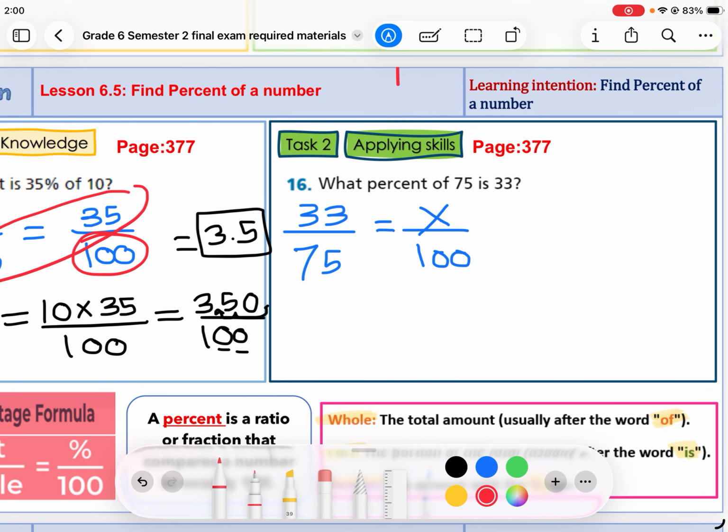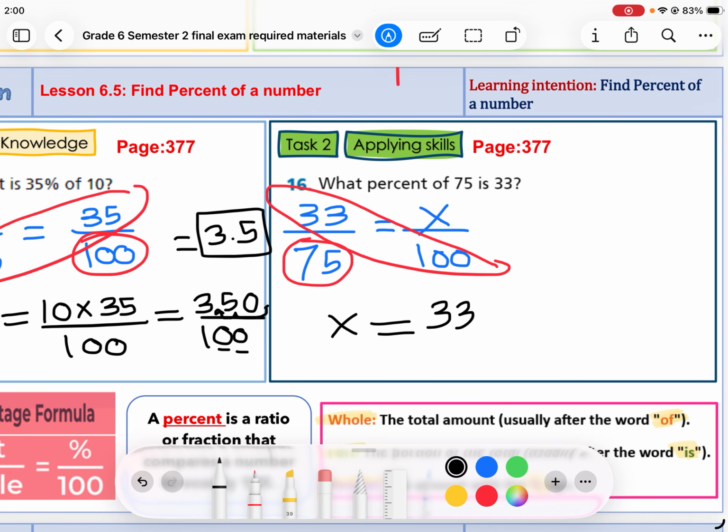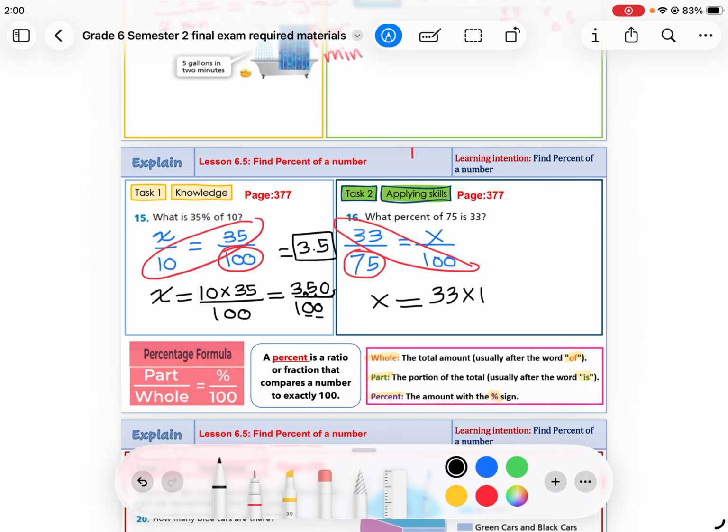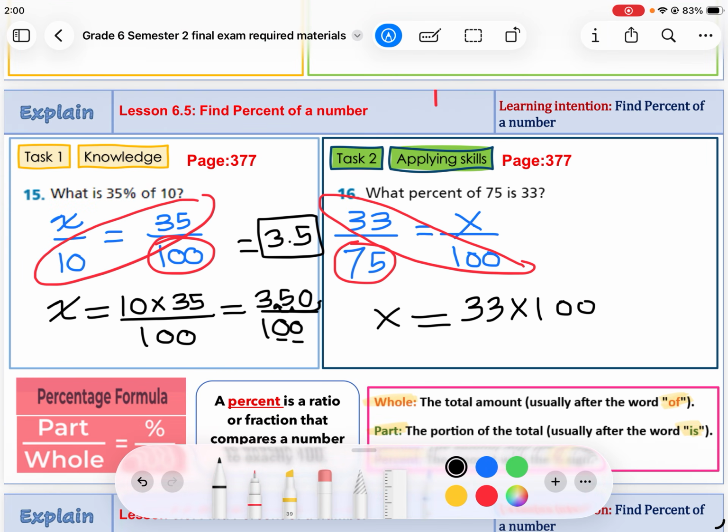And now you will have to solve this proportion. You will multiply the corners, the opposite numbers, and then divide by the one left behind. So that means X equals 33 times 100 divided by 75. In this question, you have to do a long division.